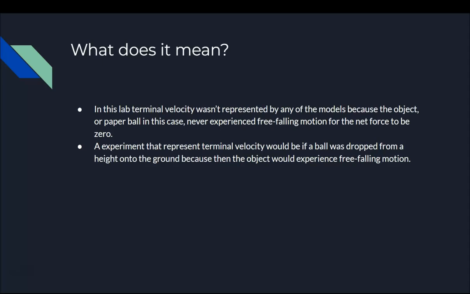So what does it mean? In this lab, terminal velocity wasn't represented by any of the models because the object, or paper ball in this case, never experienced free-falling motion. The experiment that would represent terminal velocity would be if a ball was dropped from a certain height onto the ground, because then the object would experience free-falling motion.